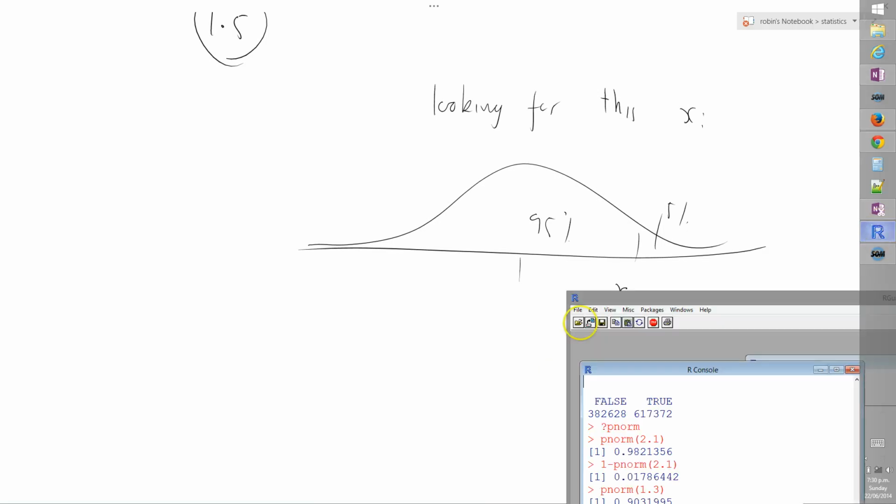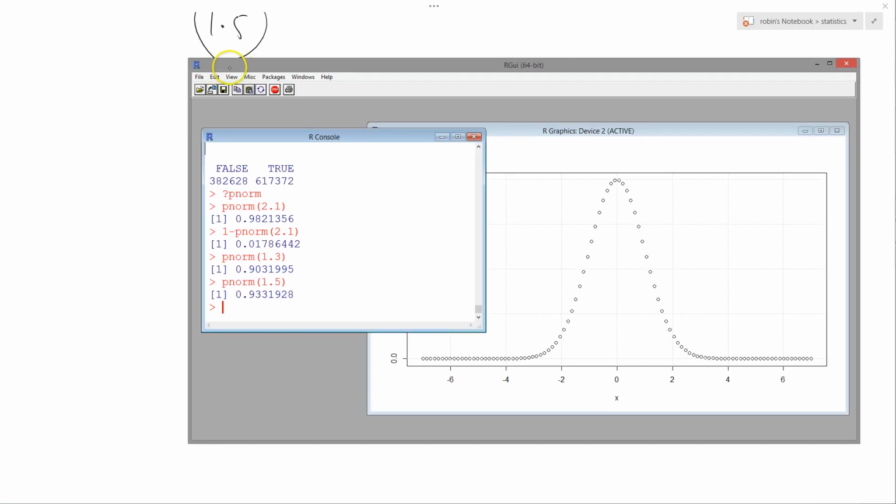But the way to do it is to say qnorm 0.95. This qnorm says what value of x has 95% of the probability to the left of it when you're considering a standard Gaussian. And it comes up to be 1.644, whatever it is. There it is. Well, let's just try that.